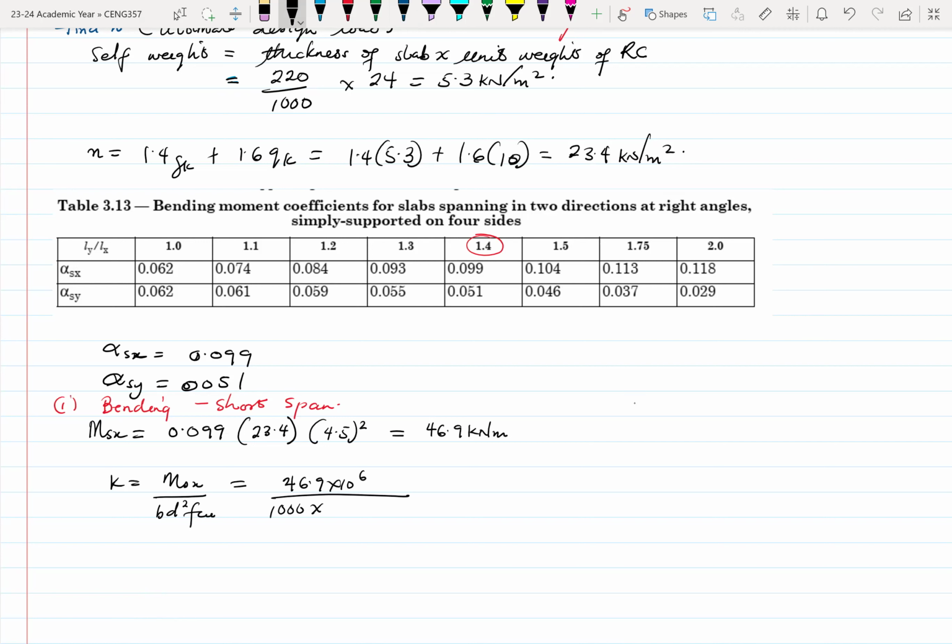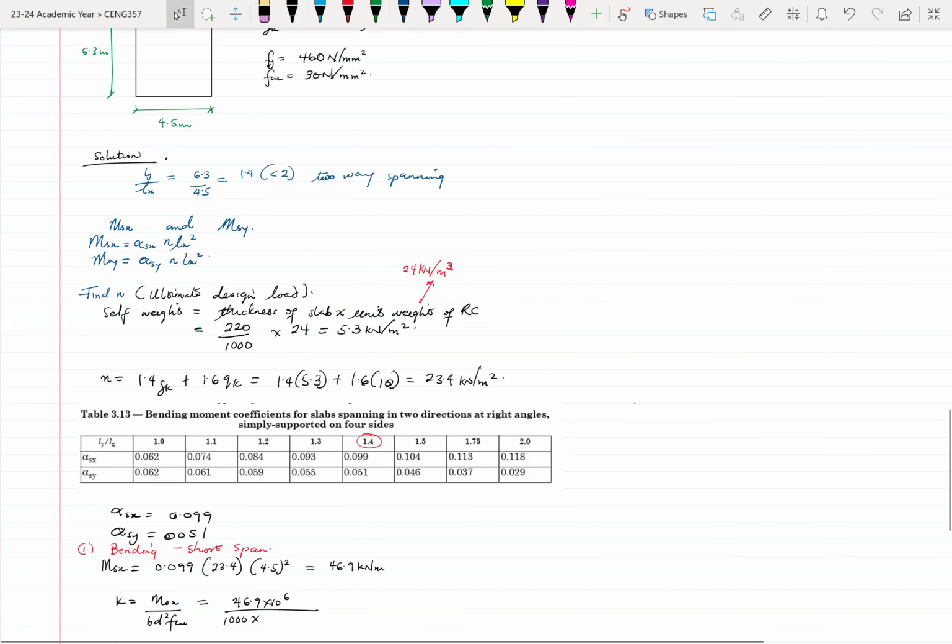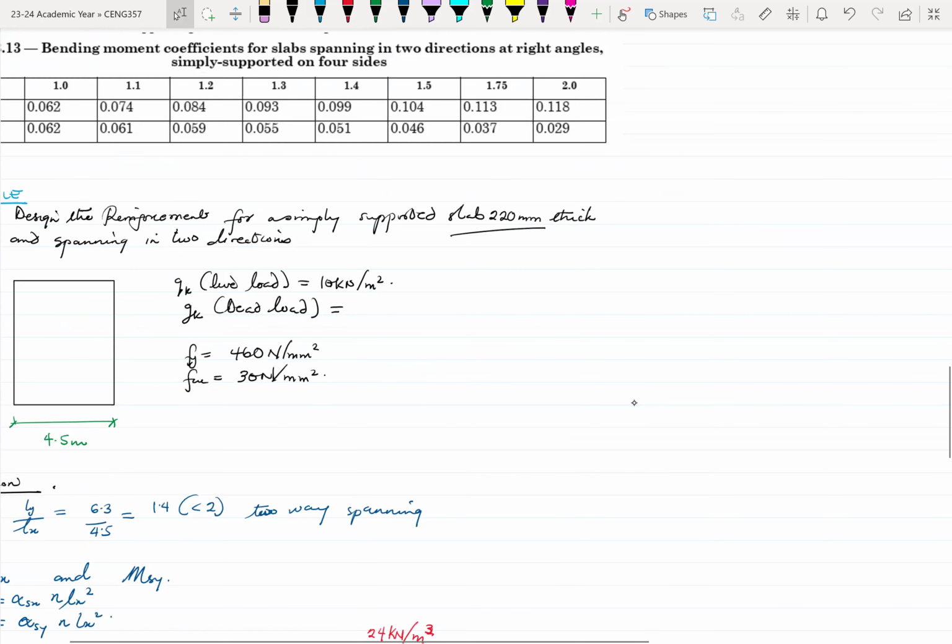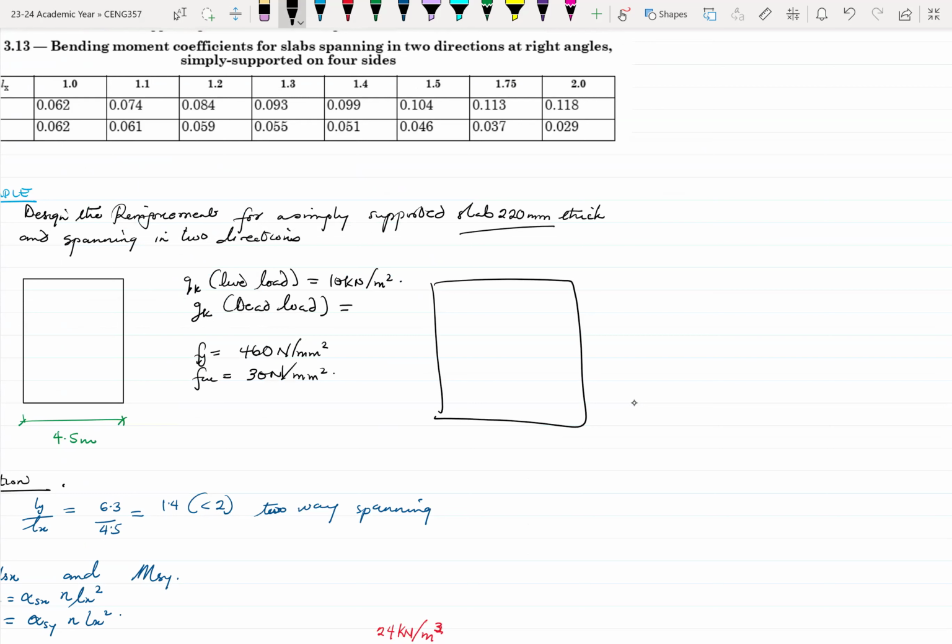I don't think we did any d calculations, but we can assume some d values. I'm going to do this on the side so that we always have that in mind. The height of the slab is 220 millimeters, so we can assume that our d can be around 185 millimeters. How do we come about the d? If we know the clear cover, so let's say the cover was given as 25 millimeters, let me just do the math for you: 220 minus 25.